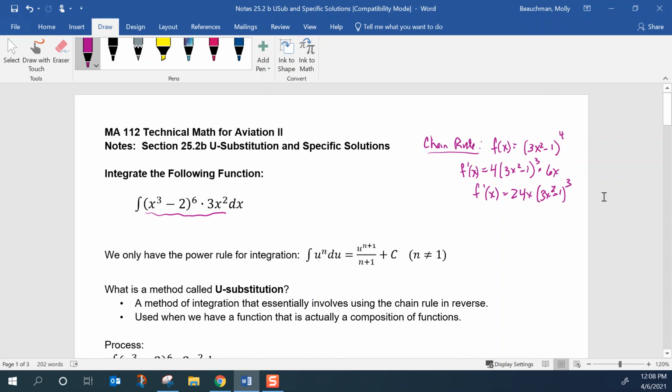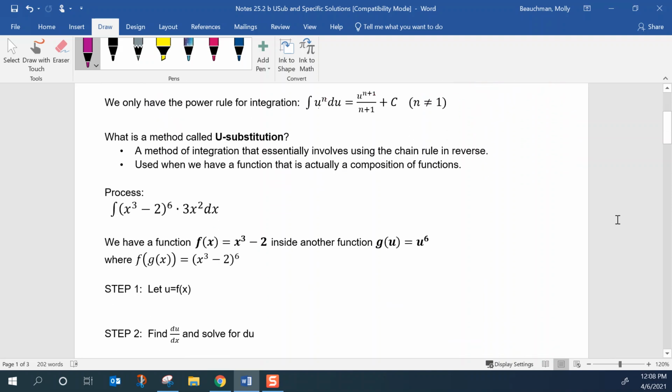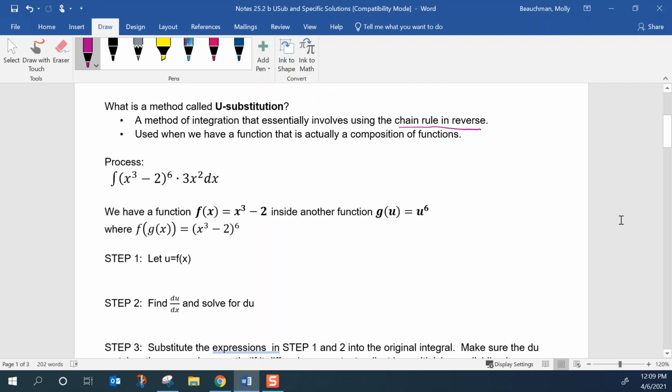So it's a method called U substitution. This method of integration essentially involves using the chain rule in reverse, and it's used when we have a function that's actually a composition of functions. Here's how the process works. We want to find the integral of (x to the third minus 2) to the power of 6. Notice we have a function inside of another function. The function x to the third minus 2 is inside another function, u to the sixth.